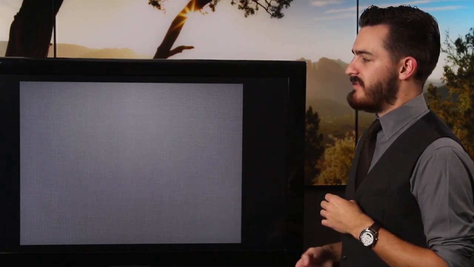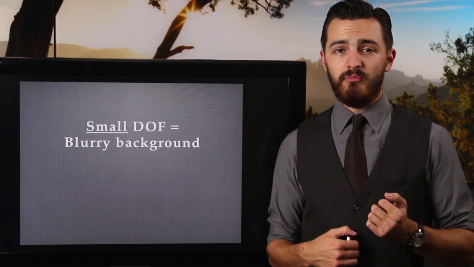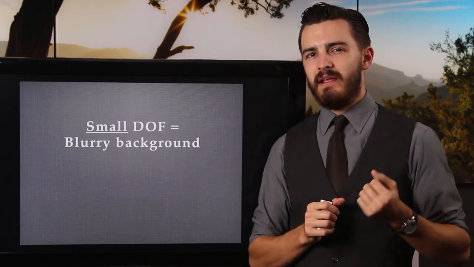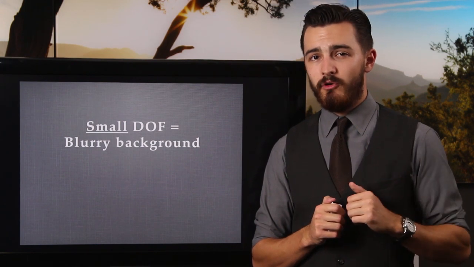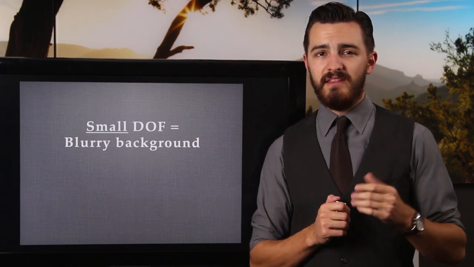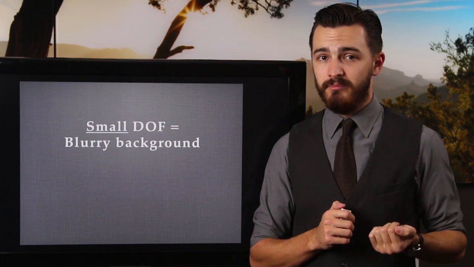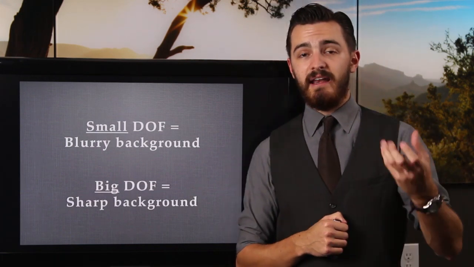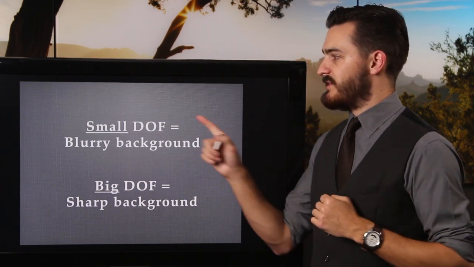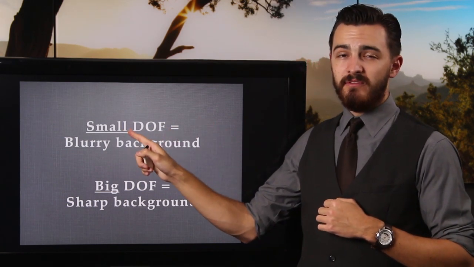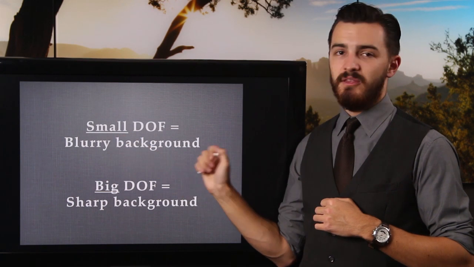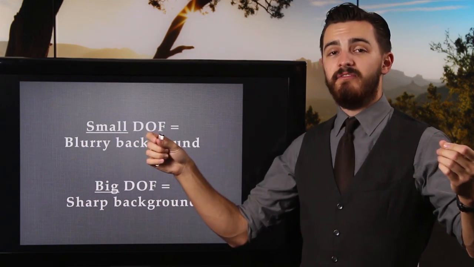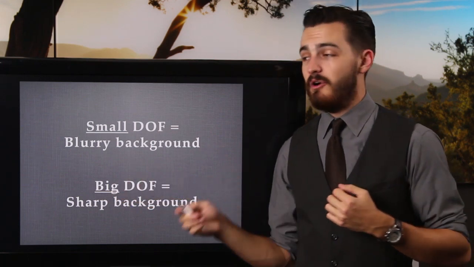So a small depth of field, which is often abbreviated DOF, would mean you have a blurry background and a blurry foreground, but oftentimes you don't have anything in the foreground to show as blurry. A big depth of field would mean you have a sharp background, you have a lot in focus. So a small, a narrow, a shallow depth of field, that all means the background's blurry. A big, a large, a wide depth of field means you have a lot in focus.